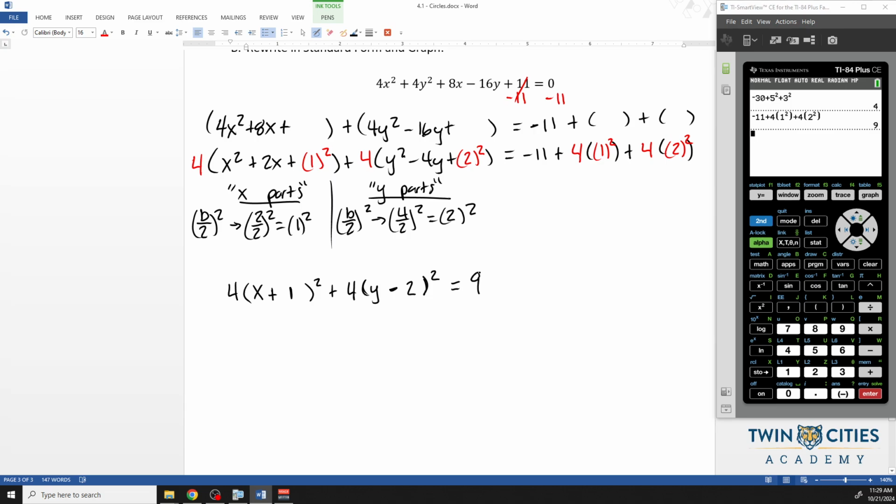Lastly, standard form is x minus h squared plus y minus k squared. Currently, I've got a 4 in the front of that part for the x's and a 4 in the front of this part for the y's. So I'm just going to divide everything by 4, convenient that they're the same. Divide the left side by 4 and the right side by 4. Four divided by 4 will be 1. Same thing here.